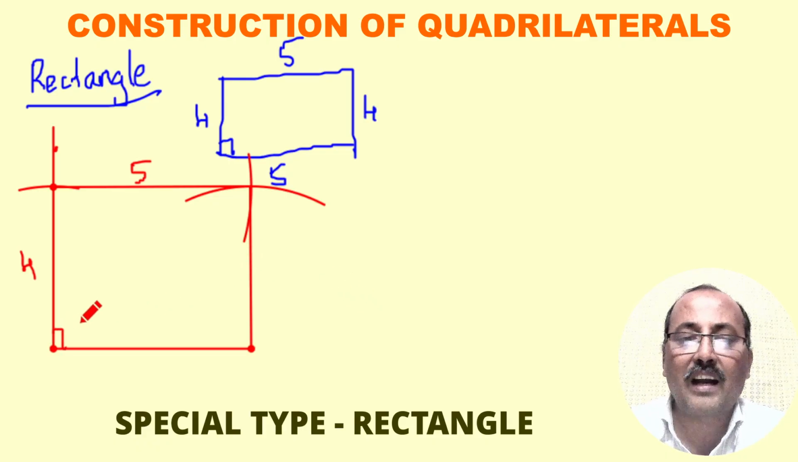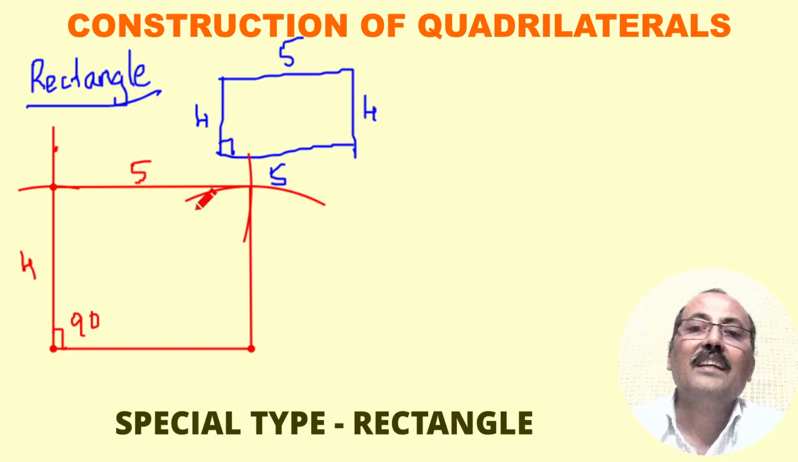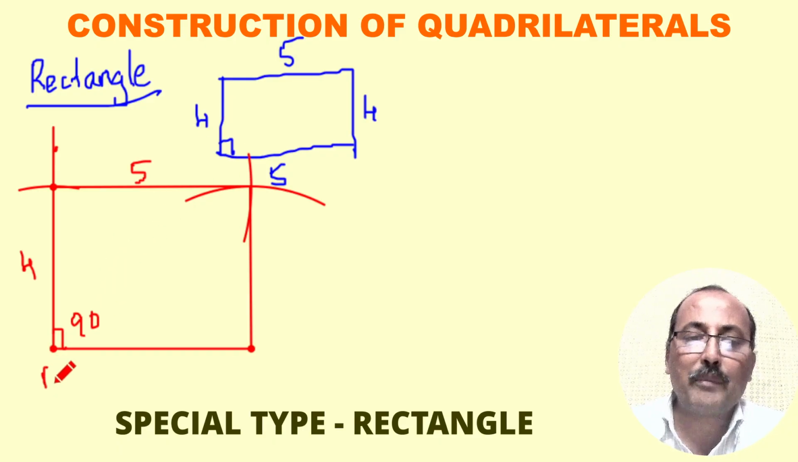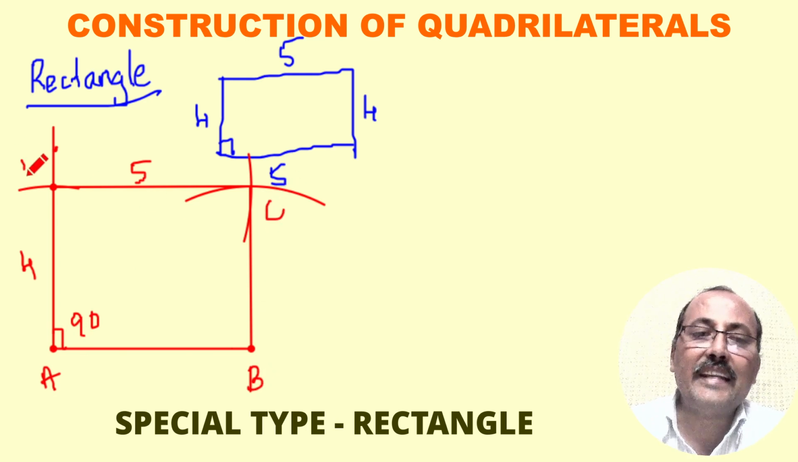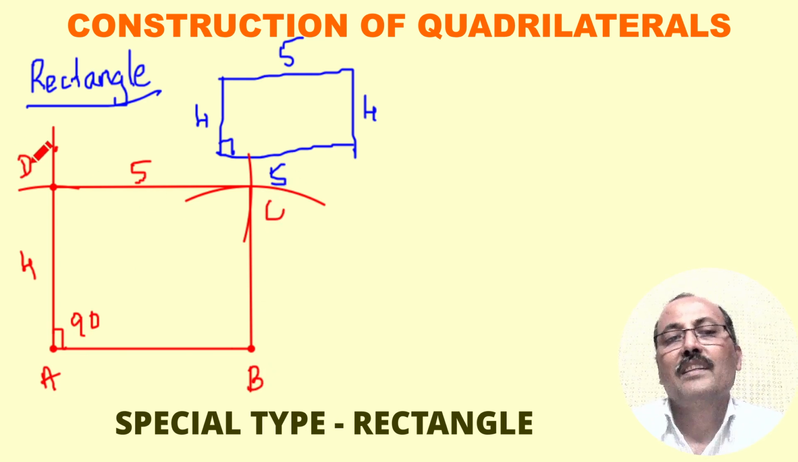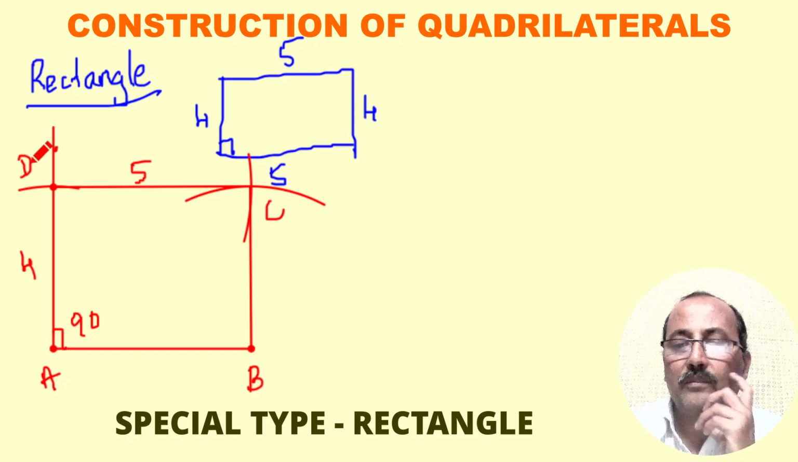We use the concept here as 90 degree. Here also we didn't name it as A, B, C, D. Okay, that's all over. The construction of rectangle.